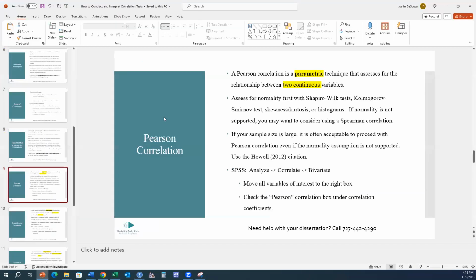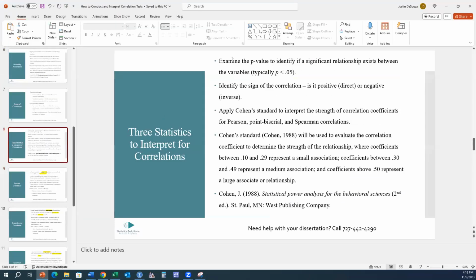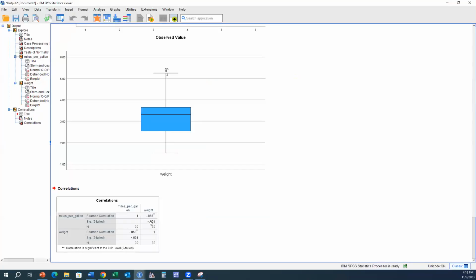Going back to the PowerPoint here, what are the three stats we need to interpret? The first one is the p-value. The p-value's under the significance row right here, and the p-value is significant. It's below 0.05. In fact, it's below 0.001. We do have a high level of significance between mileage and weight.